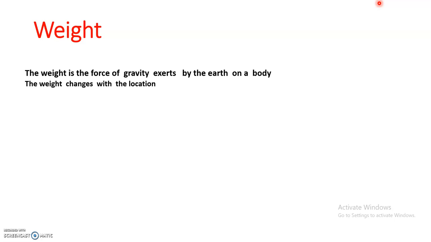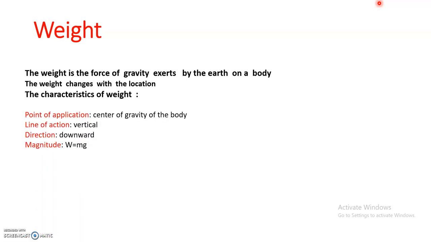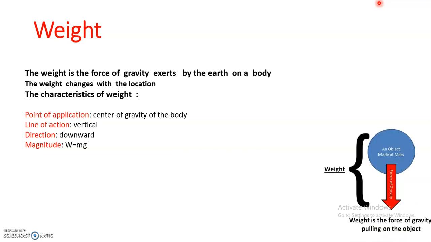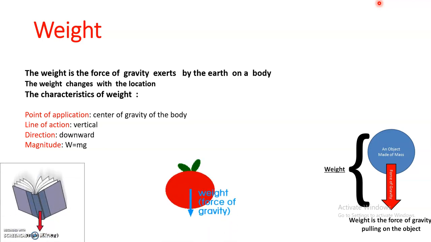The weight changes with the location. يعني my weight on the earth مش هي ذاتها my weight on the moon، لأنه الweight هي force done by the earth يلي هي بتكون بعيدة عن المون. Okay? So the characteristics of the weight, if we want to precise the characteristics, we should mention 4 points. The point of application, since the weight is a force acting from a distance, is the center of gravity. Line of action, vertical. Direction, downward, لأنه الأرض دايما عم تشدنا نزول. Magnitude, it's W equal mg.